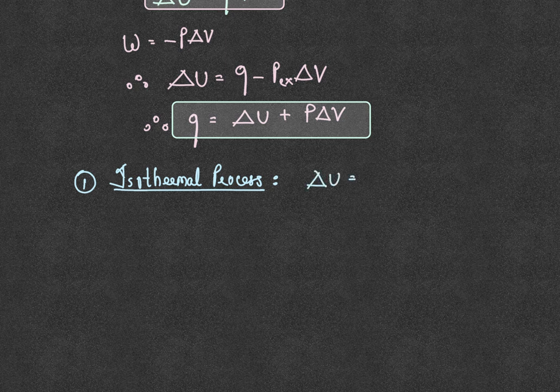delta U will always be zero because internal energy is a function of temperature. Internal energy of a system changes only if temperature changes for an ideal gas. So delta U is equal to zero because it is isothermal where temperature is constant. So if temperature doesn't change, internal energy will also not change. So delta U is equal to zero because delta T is equal to zero.